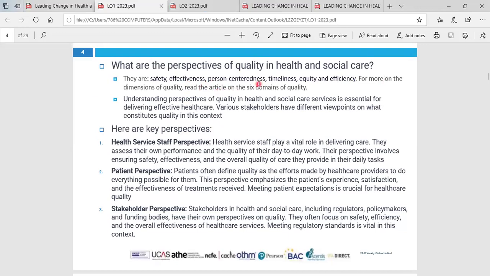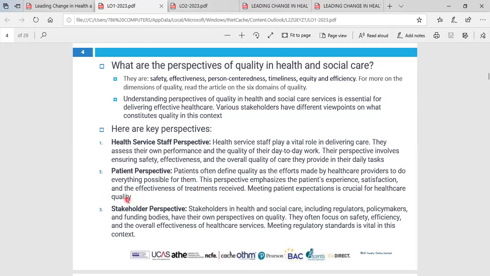So we talked about what the main core quality components in health and social care are. These are safety, effectiveness, person-centeredness or patient-centeredness, timeliness, equity, and efficiency. We talked about what the differences are between equity and equality, and some key perspectives from different stakeholders. There's the health service staff perspective, who have a very important role in delivering care, and that's their day-to-day work. Their perspectives would involve ensuring safety, effectiveness, and overall quality improvement in their daily tasks.